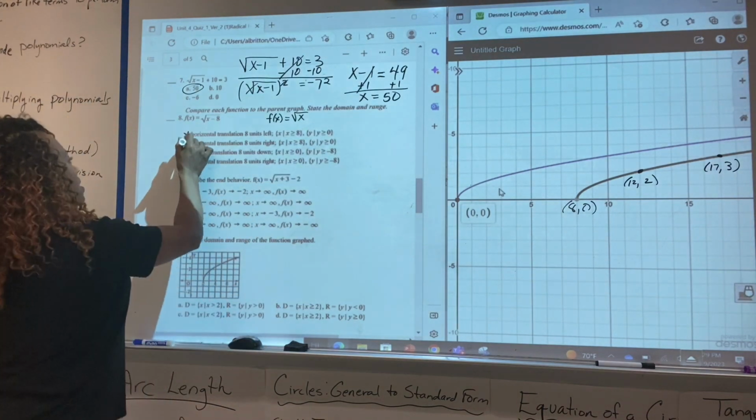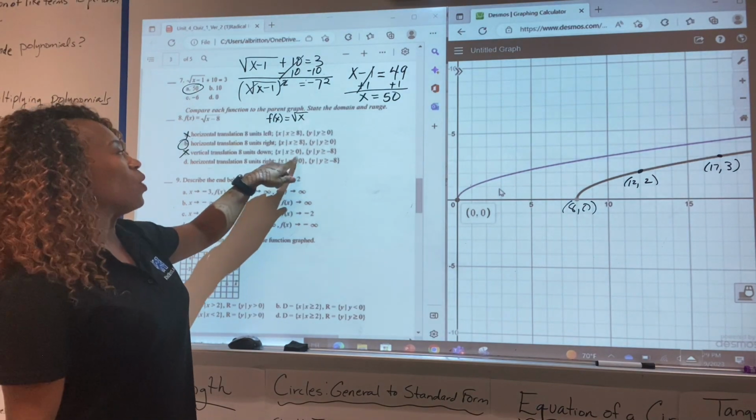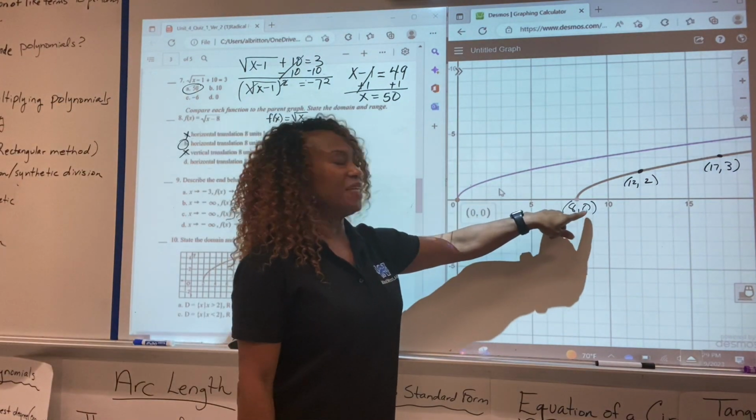So it looks like B works. Because here it says that the X value was 0 and the y was -8. It wasn't. It's 8 and 0.